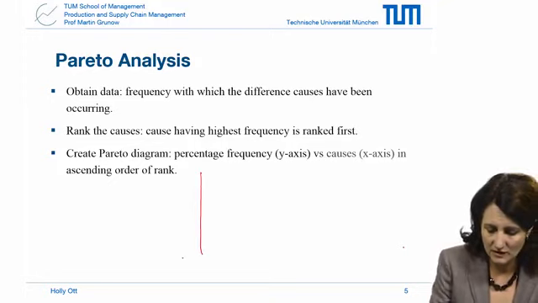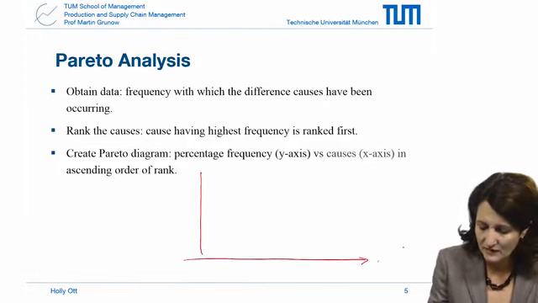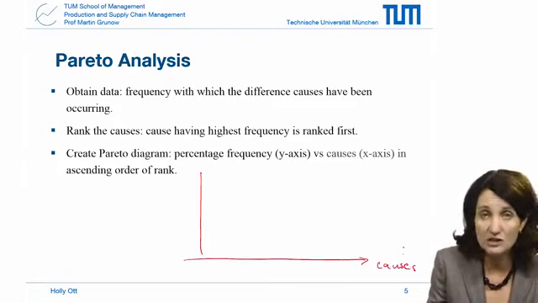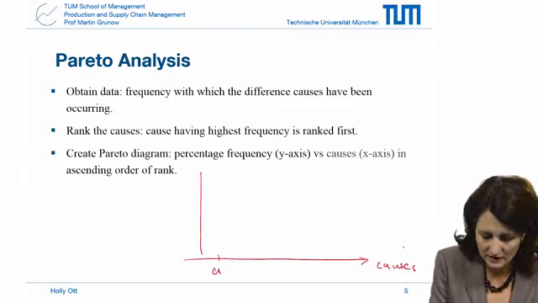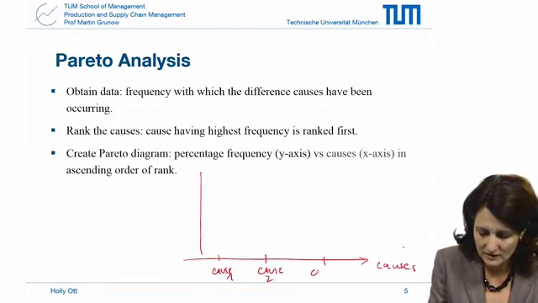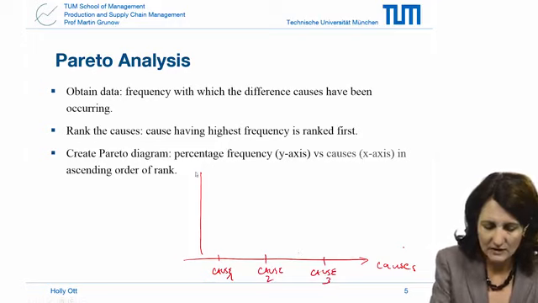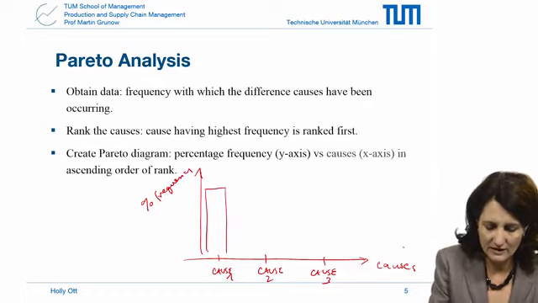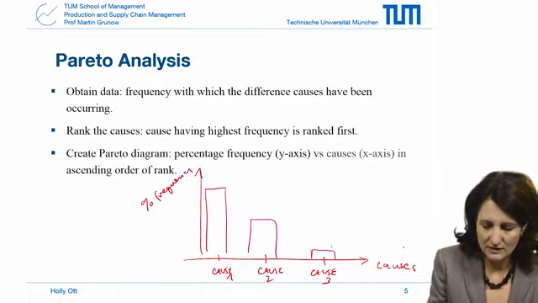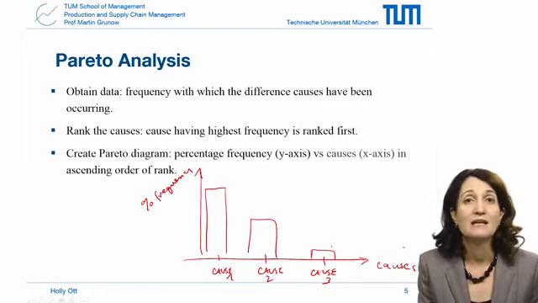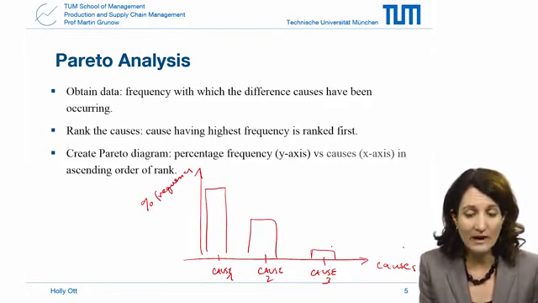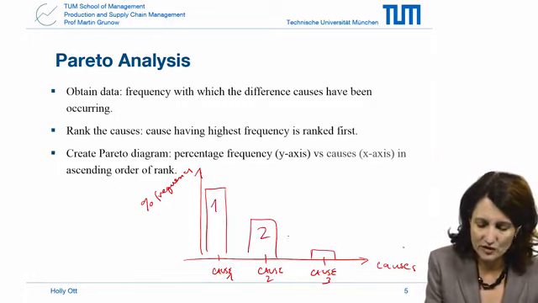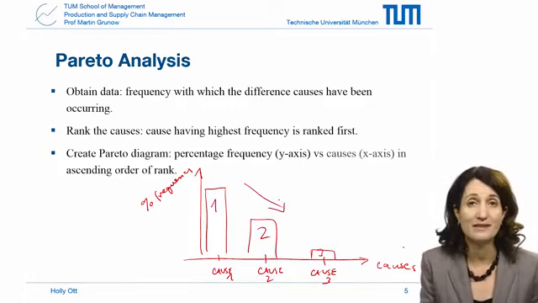So here in our Pareto diagram, you would have, for example, the causes. And this is a nominal scale. You have cause 1, cause 2, cause 3, etc. And on this scale, we have the percentage frequency, like your histogram. And these are then plotted in ascending order of rank, this would be rank 1, rank 2, and 3, descending order of frequency.